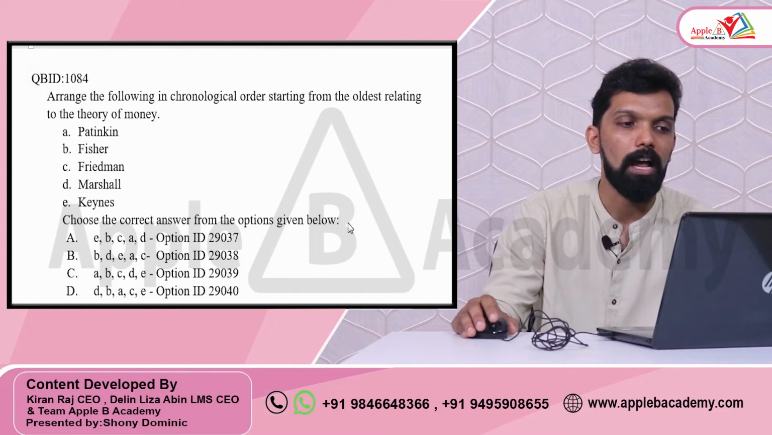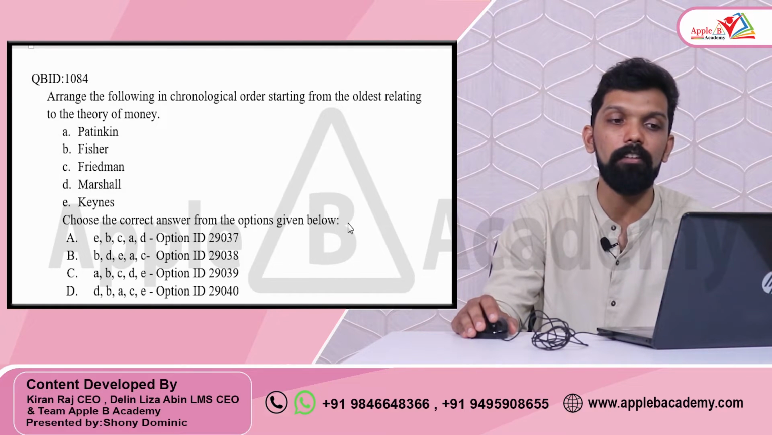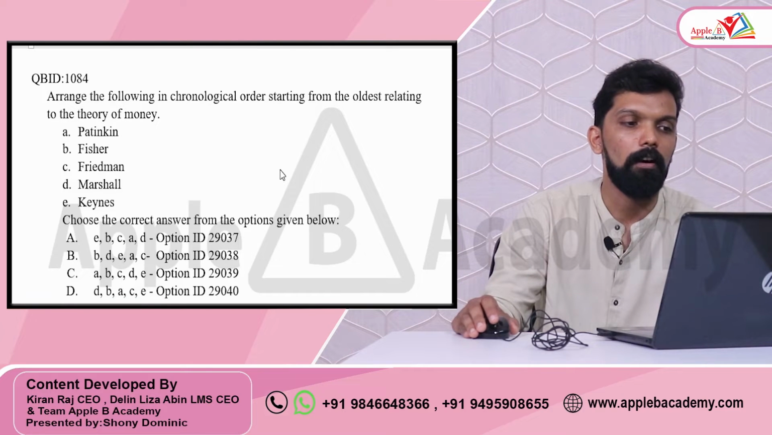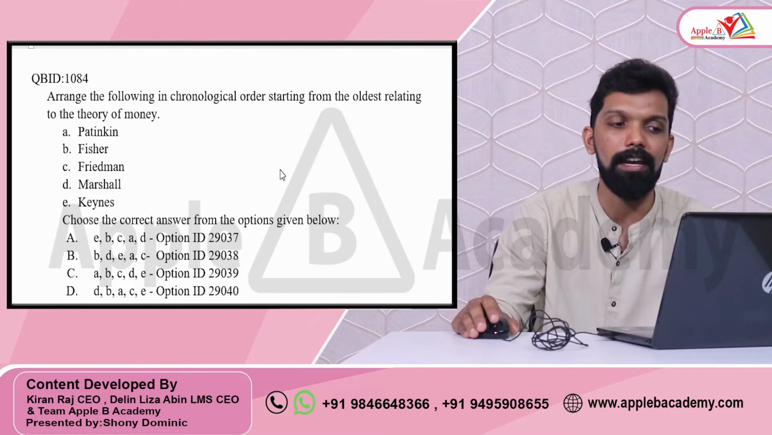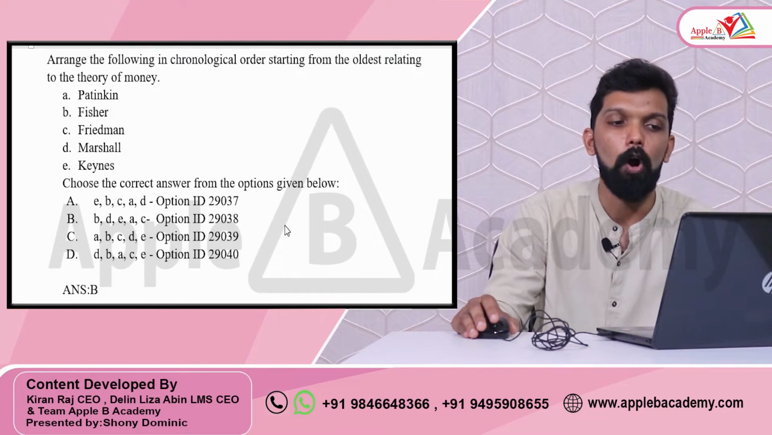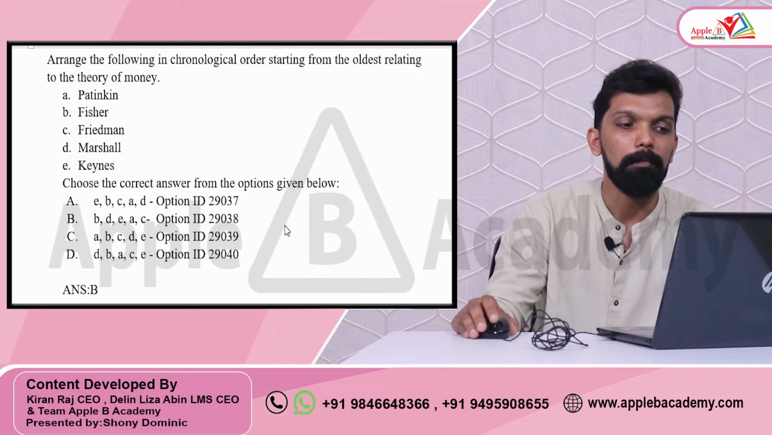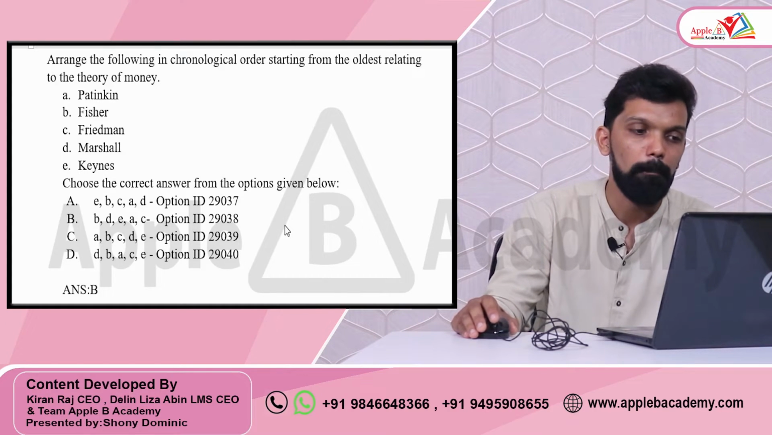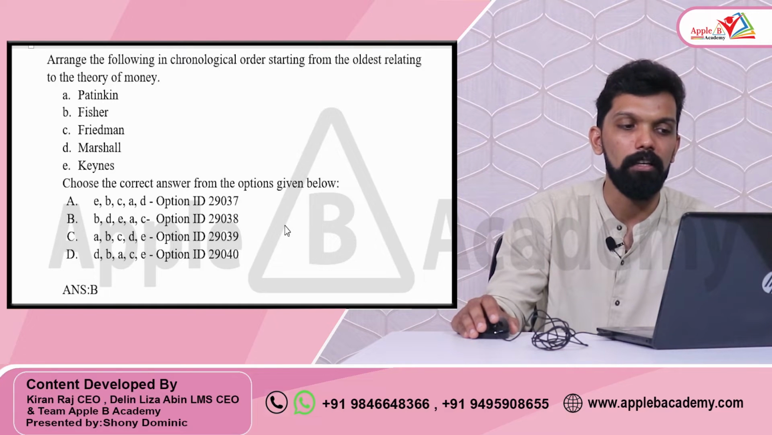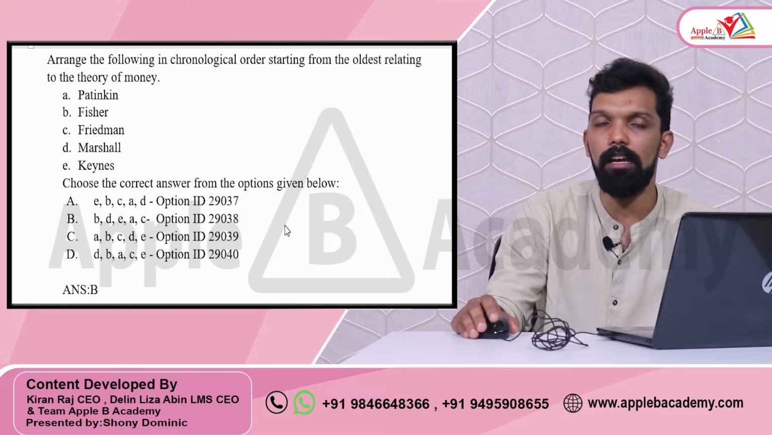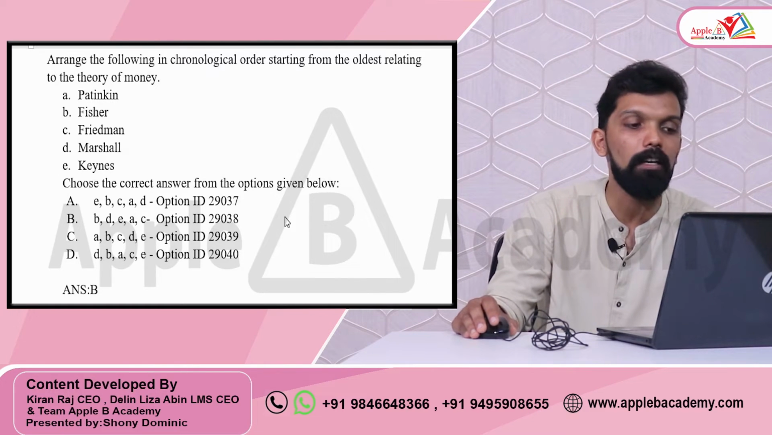So the next question, arrange the following in chronological order starting from the oldest relating to the theory of money. Different names of the economists are given. We have Patinkin, Fisher, Friedman, Marshall and Keynes. Choose the correct answer from the options given below. We have E, B, C, A, D, B, D, E, A and C, A, B, C, D and E, D, B, A, C and E. So the right answer for this question is option B, which is B, D, E, A and C is the right answers.